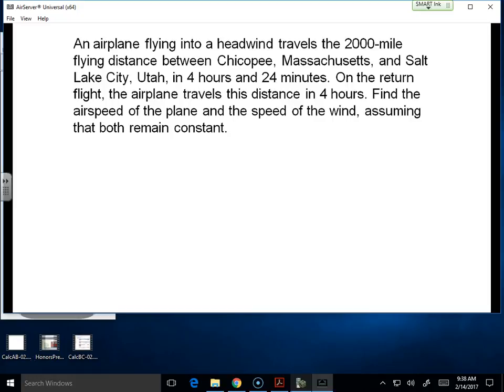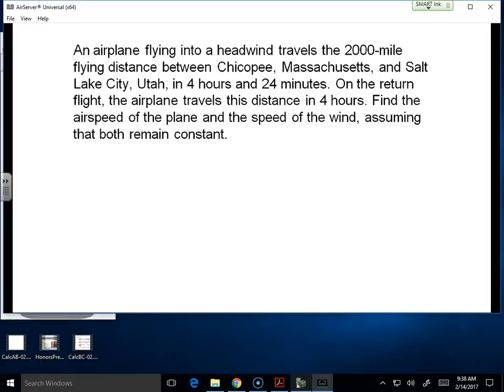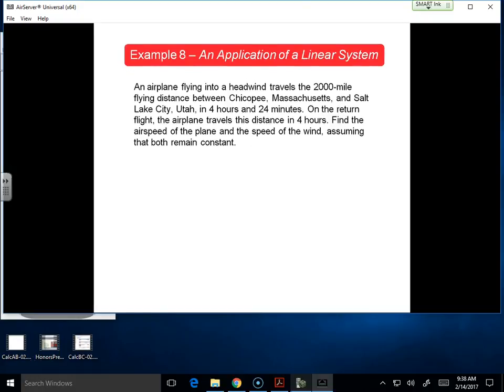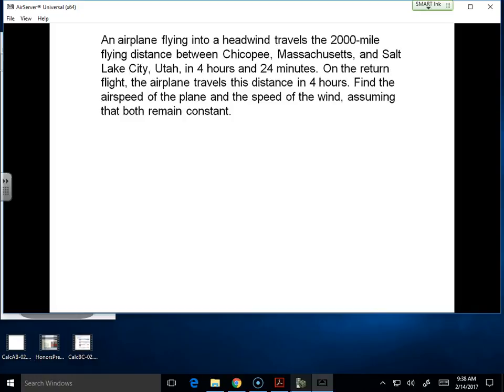All you just need to do is, we have an application problem. You can figure out how to solve it. My hint is it probably has something to do with the system. An airplane flying into a headwind travels a 2,000-mile flying distance between Chicopee, Massachusetts, and Salt Lake City, Utah, in 4 hours and 24 minutes. On the return flight, the airplane traveled the exact same distance in 4 hours.